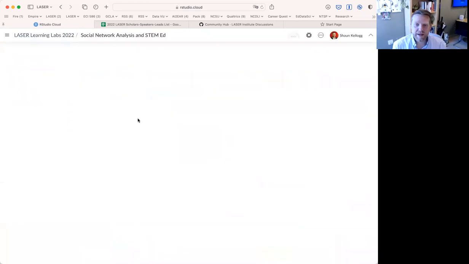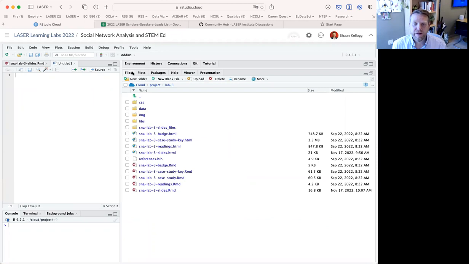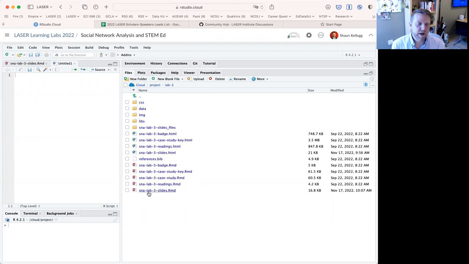So anyways, I'm going to go back in here. Like I said, you can follow along in real time, but you don't have to if you don't want to. And if you want to follow along with the slides and pull them up too, in our Lab 3 folder, this is SNA Lab 3, there's an R Markdown file, RMD.